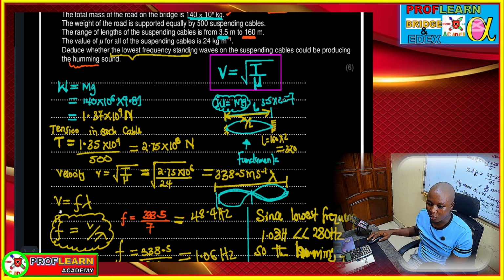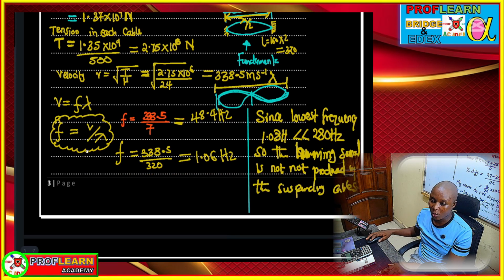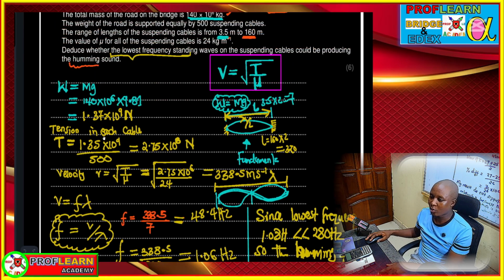Then we can apply the formula V equals F lambda, which is the wave equation, and that means we are going to substitute. For us to get frequency, we are going to say V over lambda. Let me just bring to your attention, because here we were told the lowest frequency. When is the lowest frequency formed? It is when we have a shape like this.